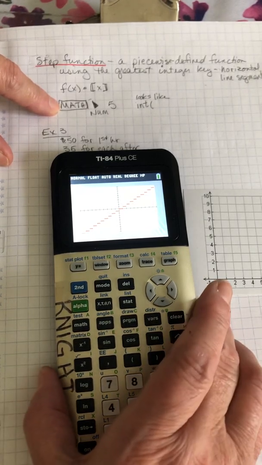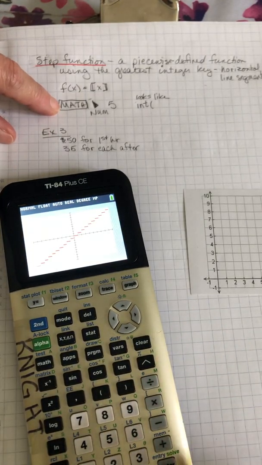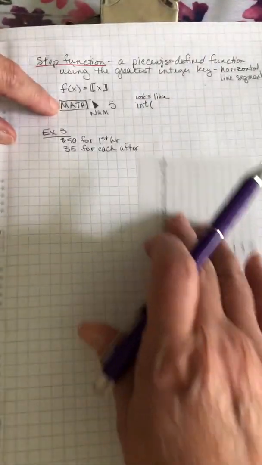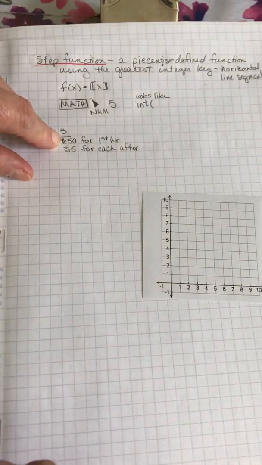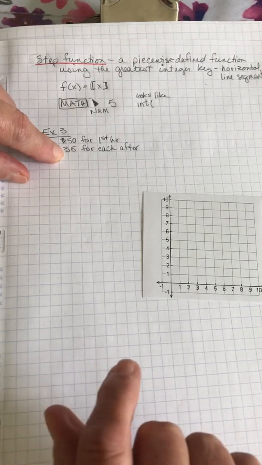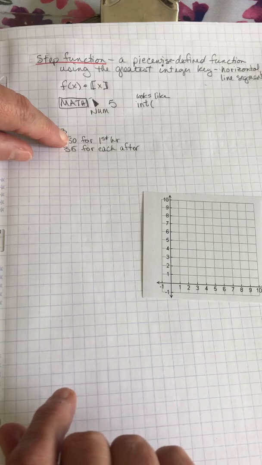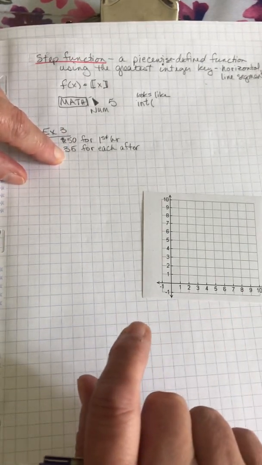Now, for example 3, I did take the time to figure out how to write an equation for that. And it deals with the fact that it's $50 for the first hour and $35 per hour after. Okay, so that $50 is like my y-intercept, and that $35 per hour after is like a rate of change.